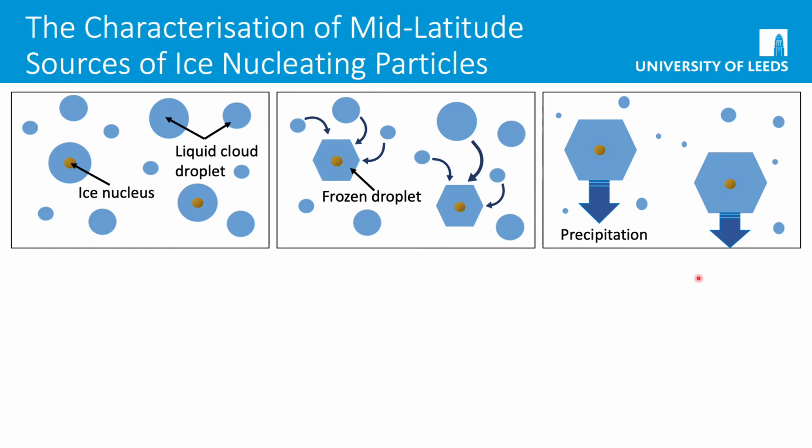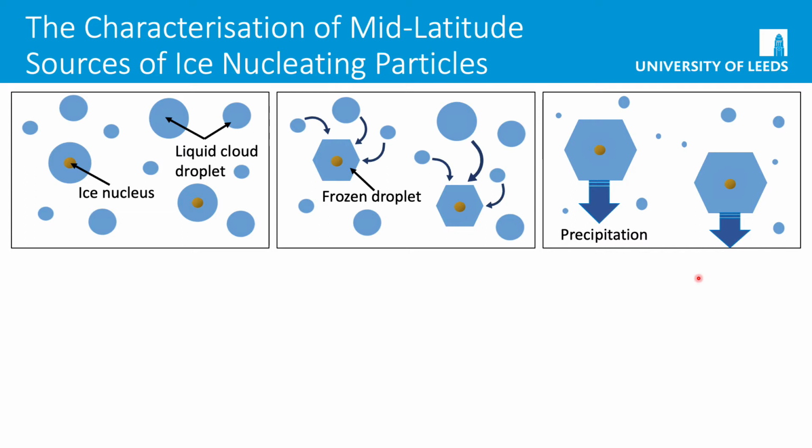This means that obviously there's an increase in precipitation, but it also means that the overall volume of the cloud is being reduced, which also reduces its reflectivity. And that obviously has some implications for climate.